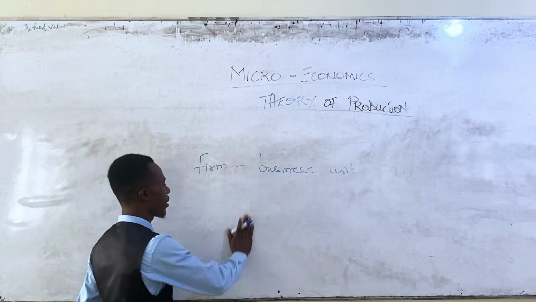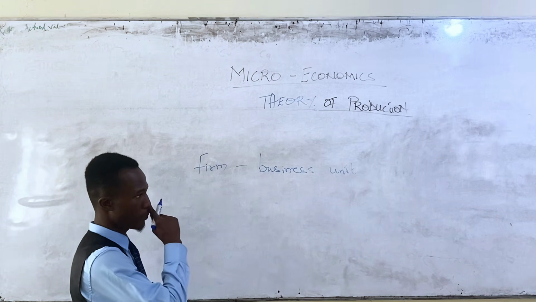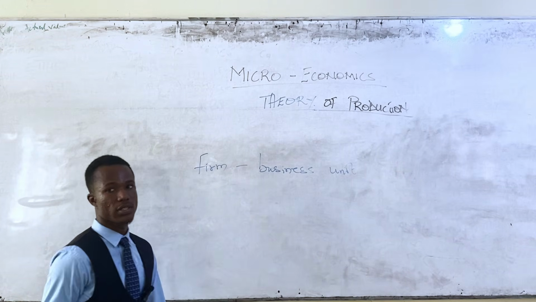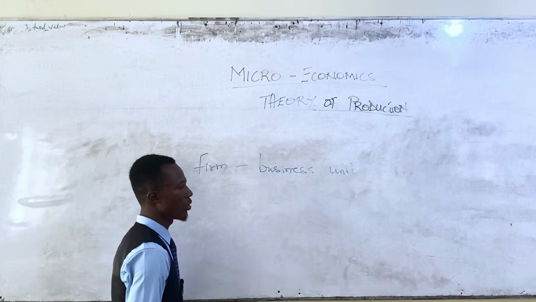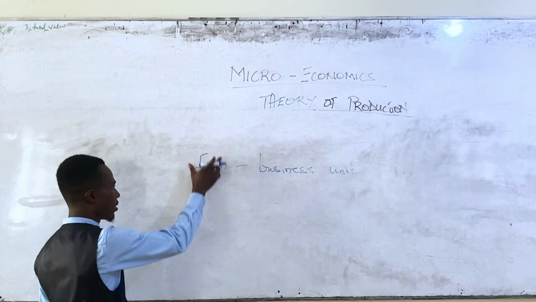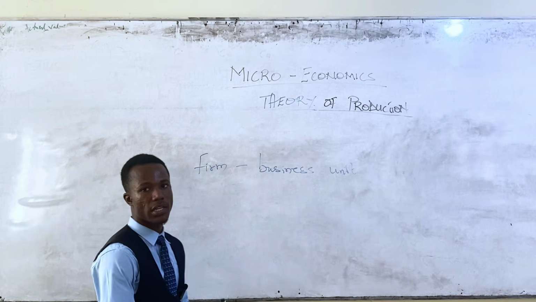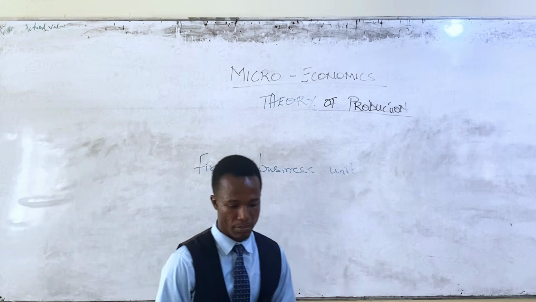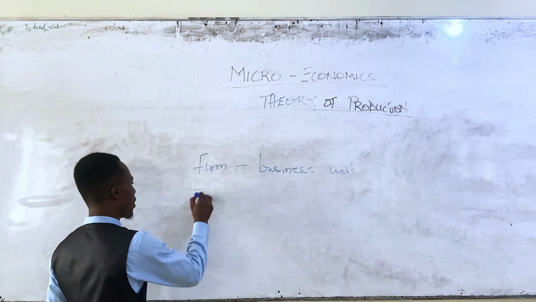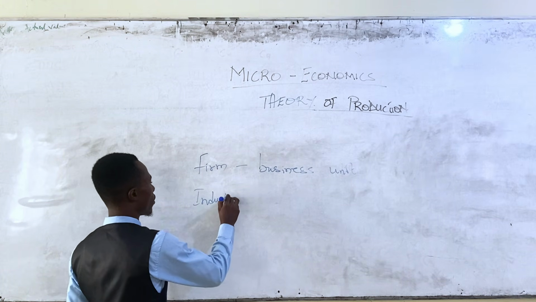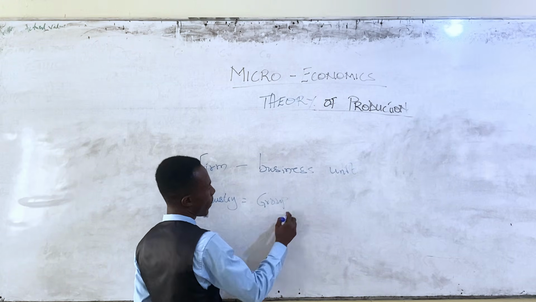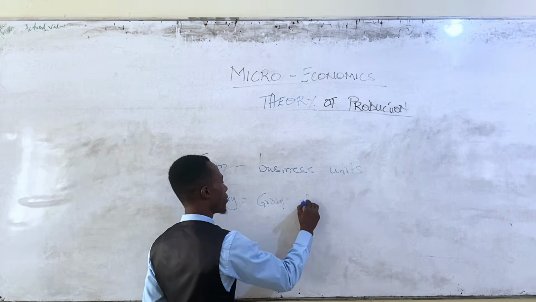If you see someone selling, let's say, tomato paste, or someone selling gari and the rest, that is a firm. That single business unit is a firm. But many business firms come together to form an industry. So when we say industry, it is just a group of firms.